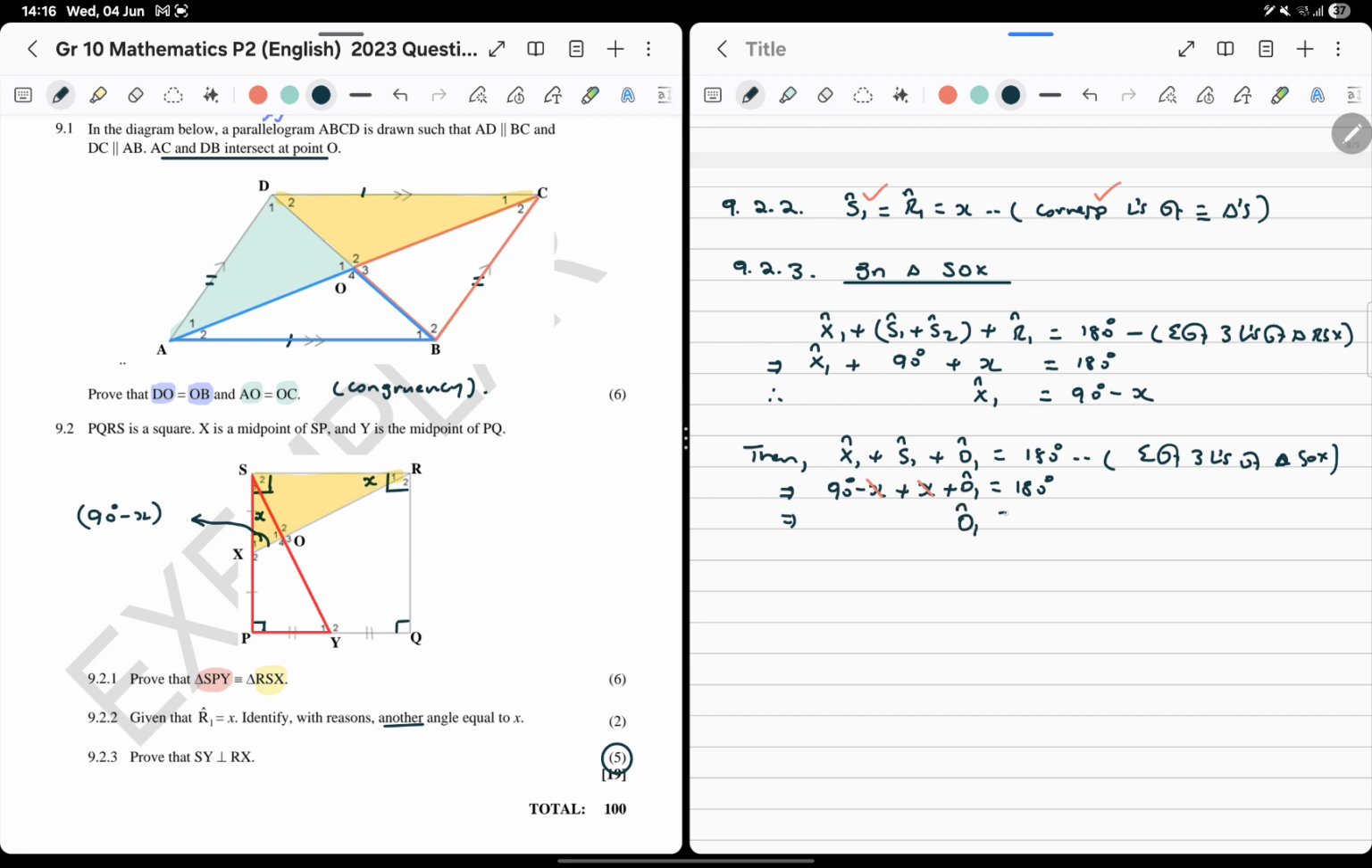Therefore, angle O1 is going to be equal to 180 minus 90, which is 90 degrees. Therefore, we can make a conclusion: SY is perpendicular to RX. We are done.